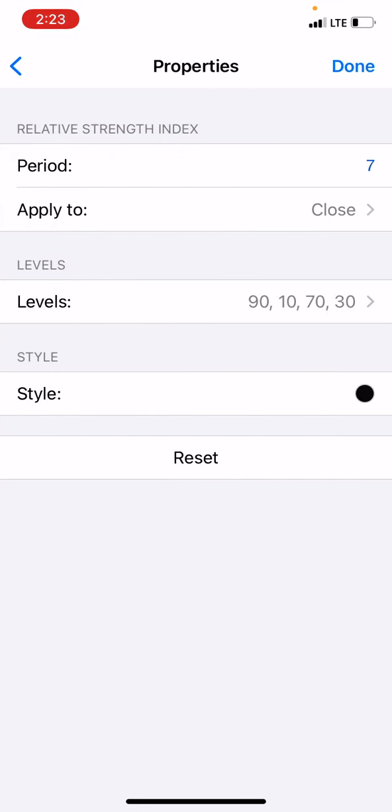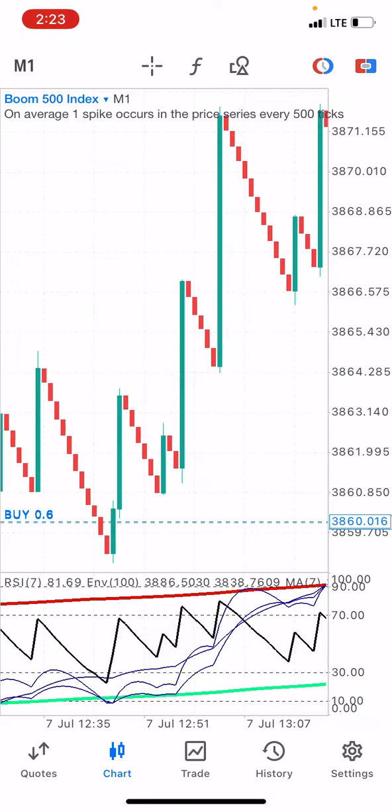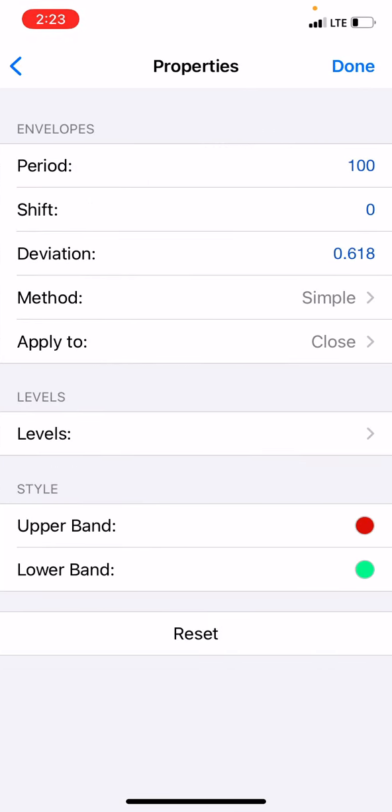First of all, add up your RSI, your relative strength index, period 7, apply to close, levels 90, 10, 70, 30. All right, style, you can use whatever color you want to use. You just click done when you're done with that, and then add the next one, envelopes, period 100, shift 0, deviation is 0.618. All right, method is simple, apply to close. You don't need levels for this. All right, so upper band, I just chose the red color and the green color to represent my sell and buy areas.